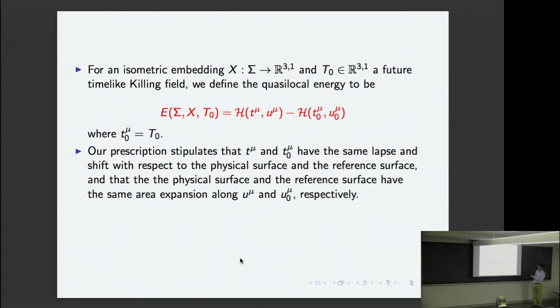And then we choose this U mu and U naught mu in the following way. We require that the area expansion of the physical surface and reference surface are actually the same along these two directions. Which means if you move the surface in this U mu direction, the area change that you see is the same as the area change that you see when you move the surface in this U naught mu direction. So this is a matching condition that I talked about. We refer to this as a canonical gauge.